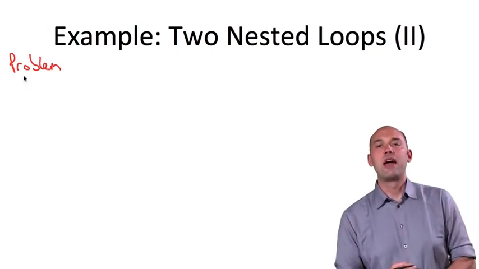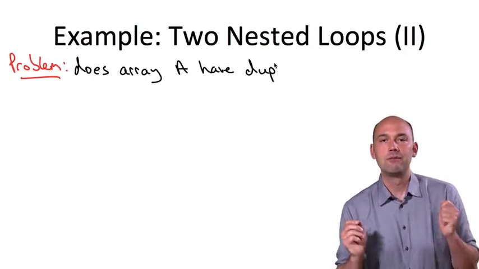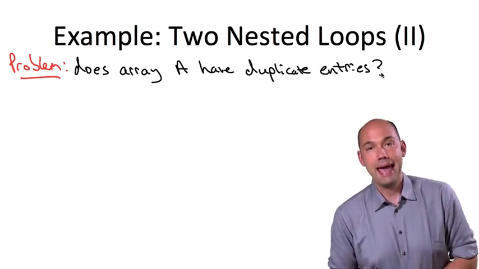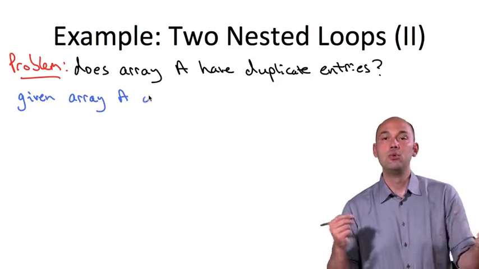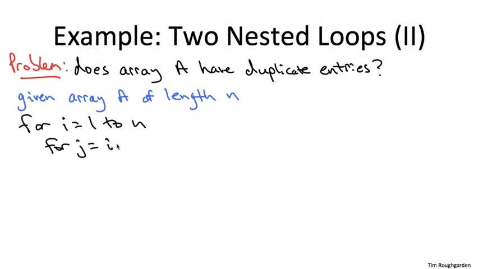Let's wrap up with one final example. It will again be nested for loops, but this time we're going to be looking for duplicates in a single array A, rather than needing to compare two distinct arrays A and B. So here's the piece of code we're going to analyze for detecting whether or not the input array A has duplicate entries.